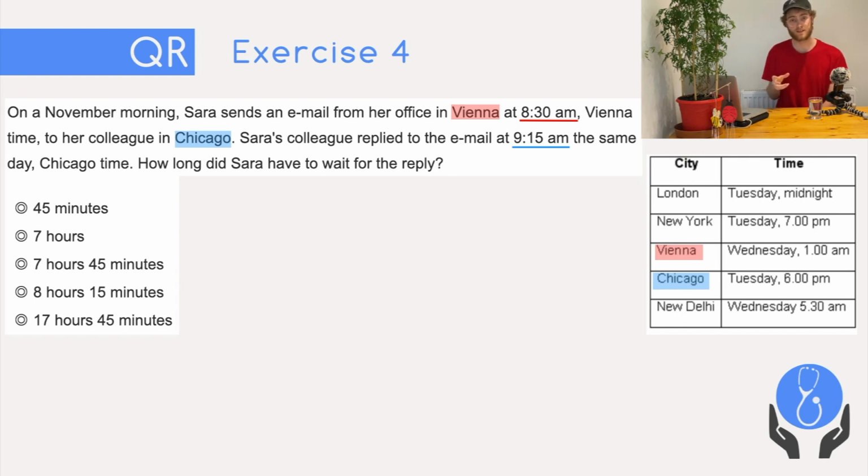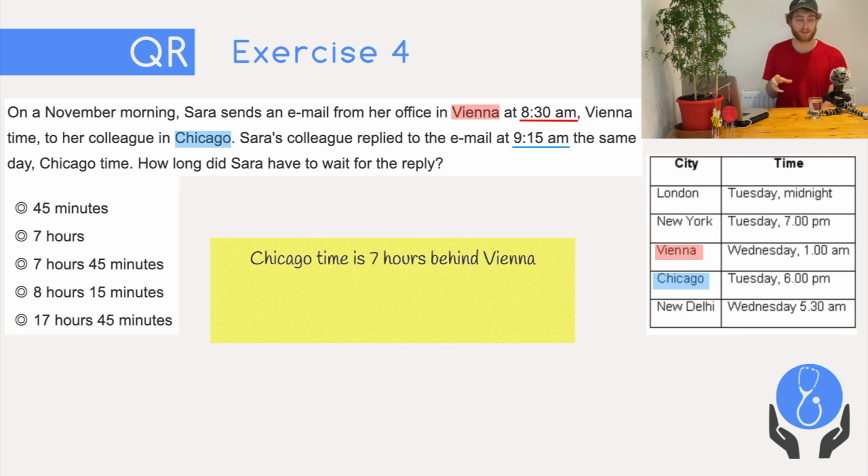Now, something that I said at the start was to make sure that all of your figures are in the same format before starting any calculations. And this goes for time as well. So what we want to do is get these two into the same time zone. Again, I'll bring up my working, and we're going to go from Chicago time into Vienna.